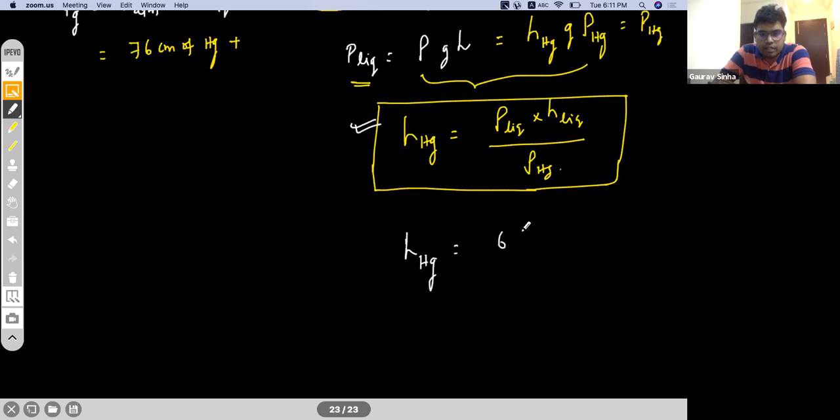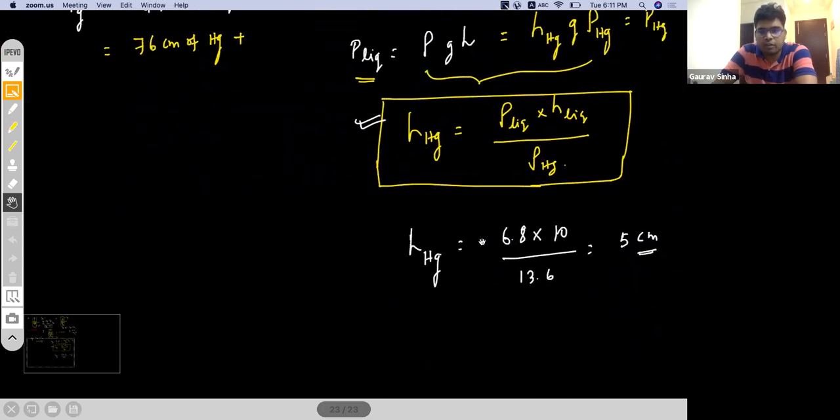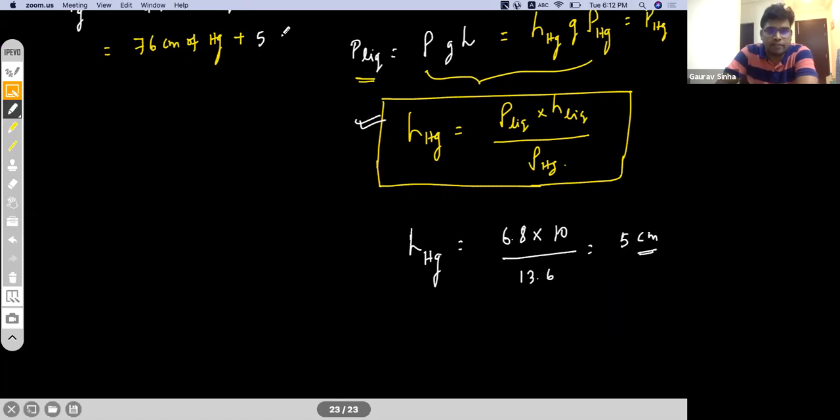H of HG is 6.8, the density of that liquid given, times 10 centimeter height, divided by 13.6. So obviously it is coming out to be 5 centimeter of HG. This means that 10 centimeter of this liquid and 5 centimeter of HG will exert the same pressure. So here we'll simply add 5 centimeter. So the answer is 91 centimeter of HG. Any doubt in this? Tell me. Oh yeah, 81, correct.